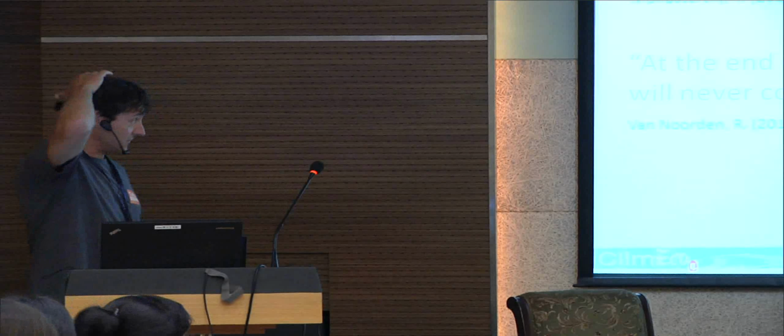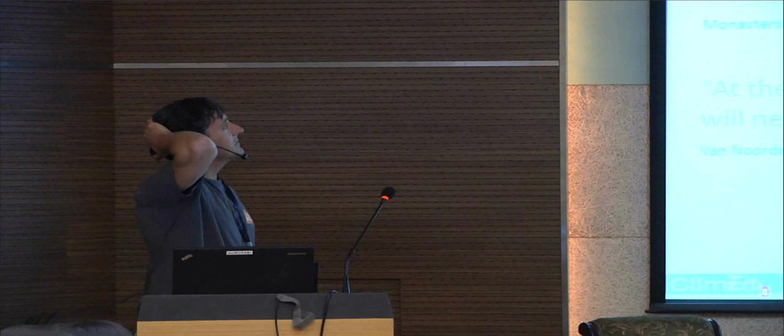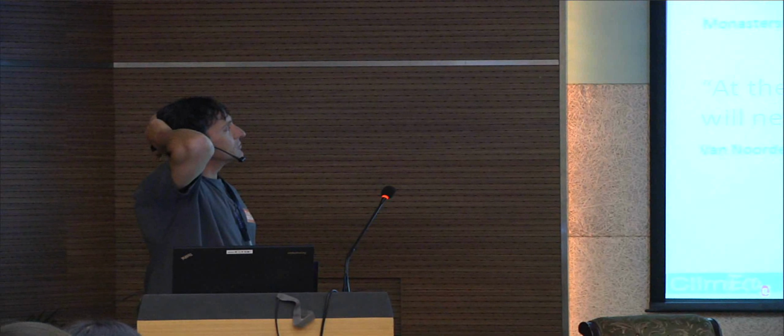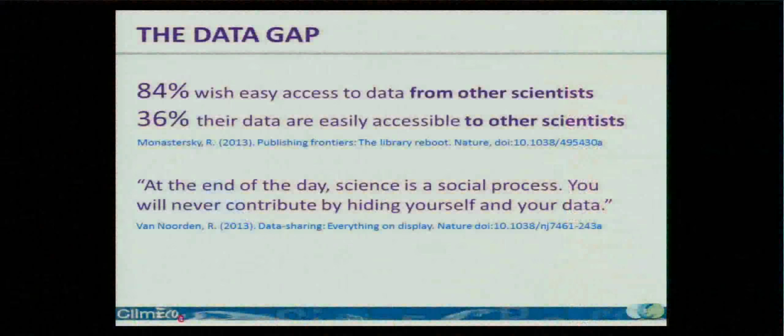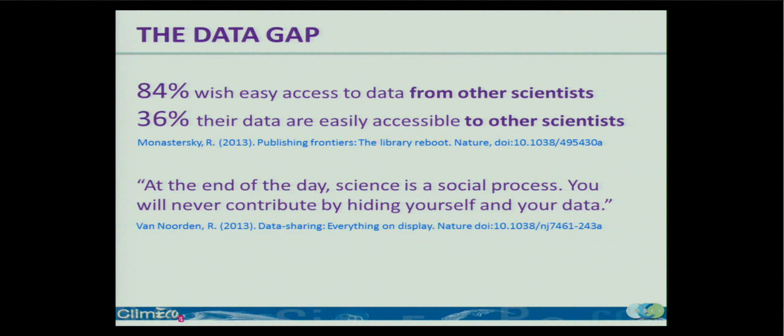That's the result of a survey that was done last year, asking scientists about access and use of data, and 84% were saying that they wish to have easy access to data from other scientists, but only 36% said that their own data was available. And that's what we call the data gap. And now we need to put lots of effort, and actually there's lots of effort being put now to fill that gap, to bring that data available to everyone.